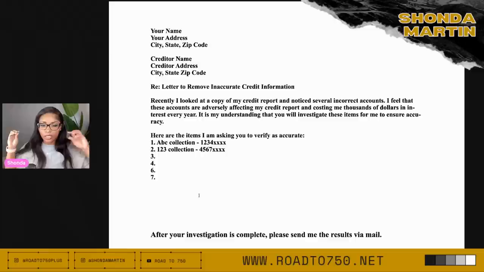Because I want to say this, even if it is your account, you still need to dispute it. You still need to force the creditor to verify the account. Because just because it's yours does not mean that it's going to be verified. Just because the account is yours doesn't mean that it can be verified. You will be surprised at how many collection agencies can't even simply verify your address, your middle name, or whatever the case is. You will be surprised.